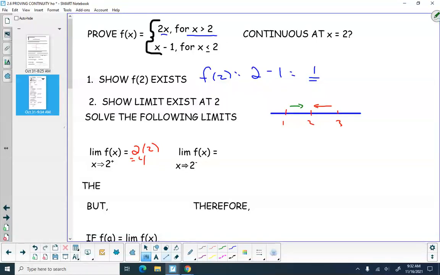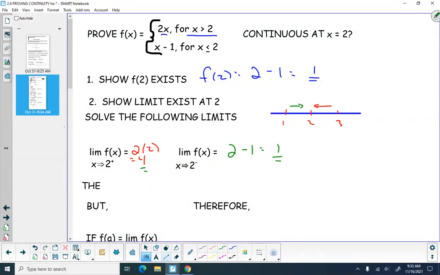As I approach 2 from the left-hand side, which one would we use now, Noah? The bottom one, because these are values of x that are smaller than the value 2. So we have 2 minus 1, which is a value of 1.